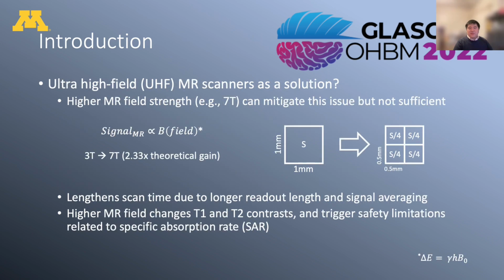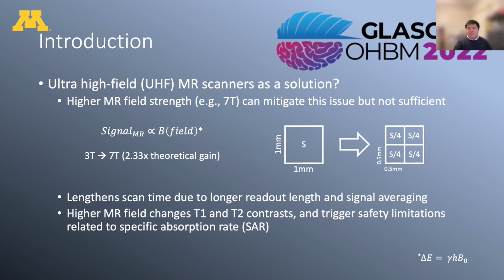One strategy to alleviate the issue is to acquire images at higher magnetic field scanners, such as 7 Tesla ultra-high field scanners. Theoretical availability of protons is directly proportional to the field strength, so ultra-high field will have better SNR. However, this gain alone will be insufficient to counter the decreased voxel volume due to increased spatial resolution.